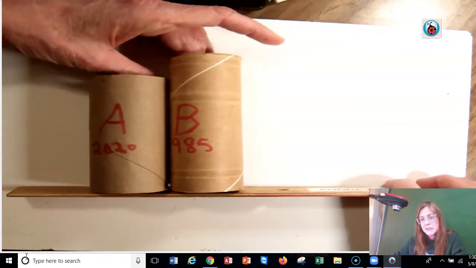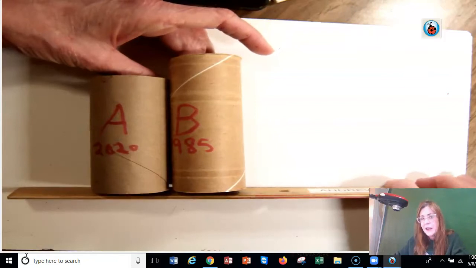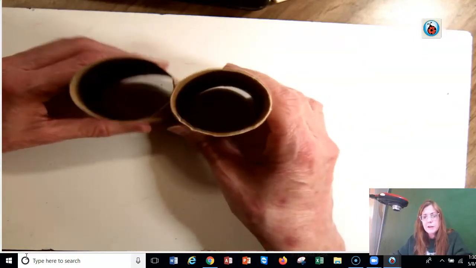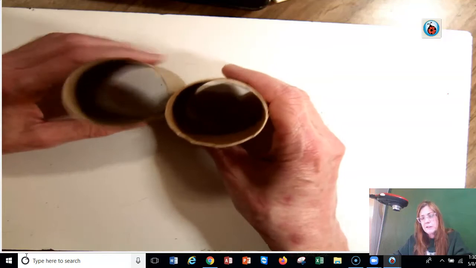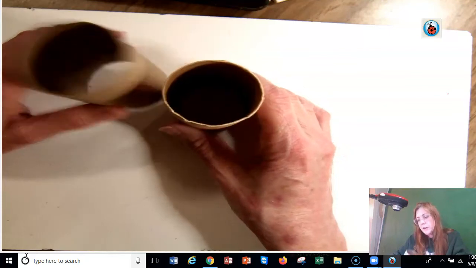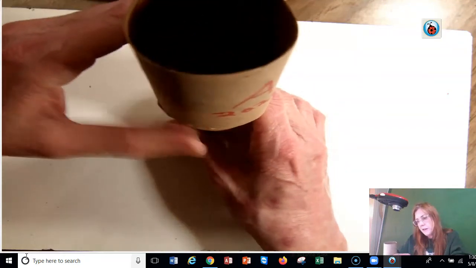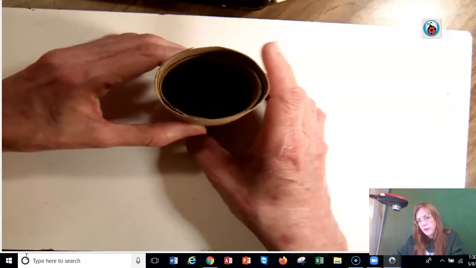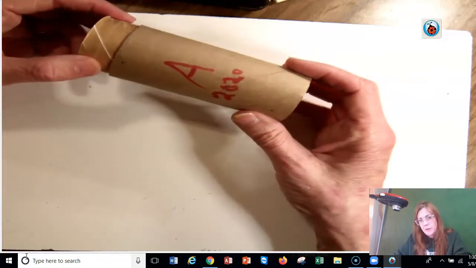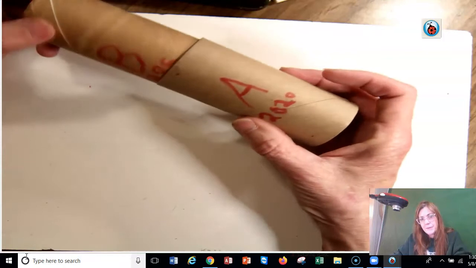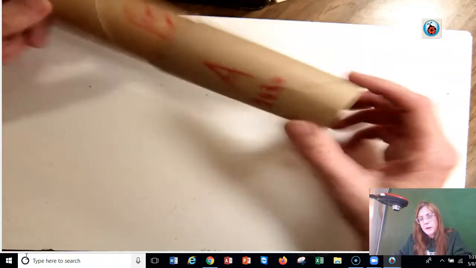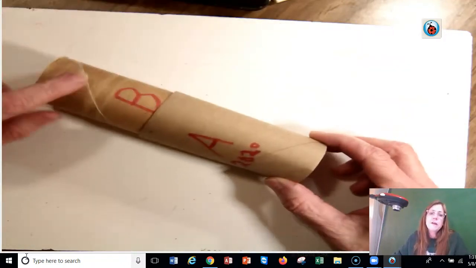Okay? Now, I wanted to see how much difference there was in the height, and then I got to thinking, I wonder if there is a difference in the diameter. I mean, they look pretty close. It looks like the diameter hasn't changed, okay? But just for experimentation, I decided to see if one could fit over the other one. And it can. The new roll fits over the old roll easily. That means the diameter of the new roll is bigger than the diameter of the old roll.